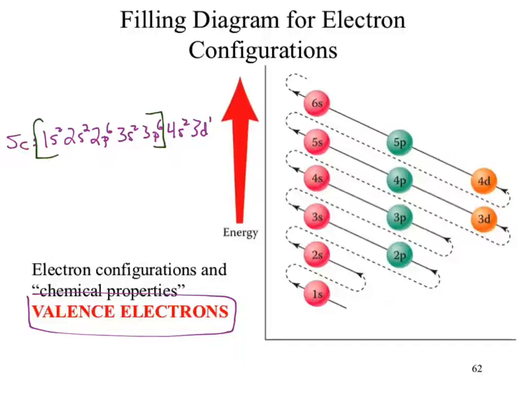I can say all of that was already described by what element? It's not the previous element. 3p6 ends at argon. So I can take argon's electron configuration and I need to add to it what? 4s2, 3d1. There's my electron configuration for scandium. Sweet. I didn't have to write all those individual things out.